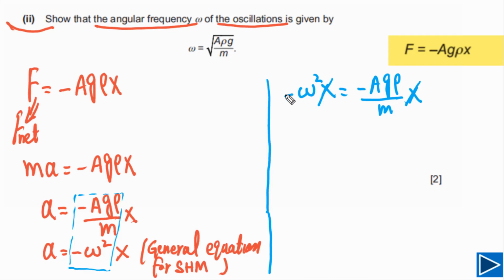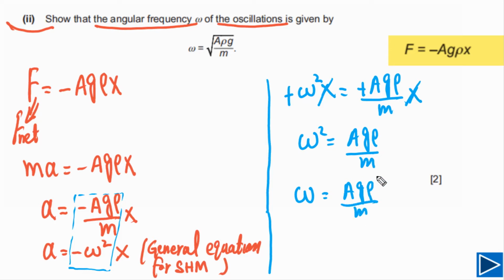We can cancel this. The negative sign we can cancel with the negative sign. So omega squared in this case is equal to AG rho divided by M. We need omega, so we have to take the square root on both sides. So this is our final answer, and this is what we need to show.